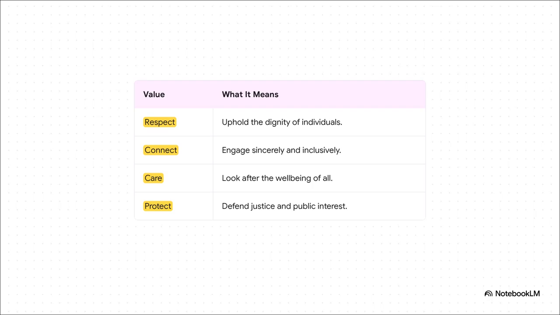And what I love about this is how it's all about people, not code. It starts with respect, just upholding the basic dignity of every single person. Then it's about the need to connect, to engage with people openly and include everyone. Then there's care, a real commitment to looking after people's well-being. And finally, a duty to protect, justice and the public good. This is the bedrock you build everything else on.